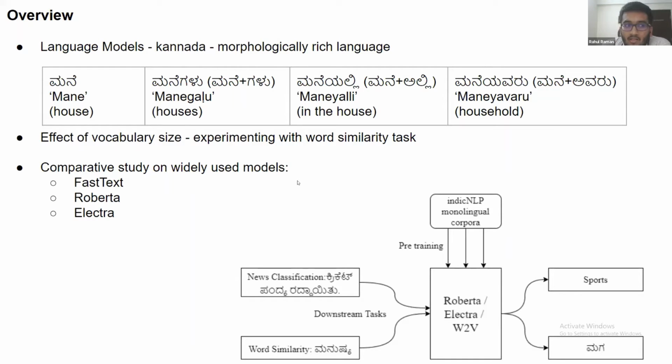So when do we say a language is morphologically rich? Given a word, you have multiple suffixes for it. Just add some suffix and you have multiple inflections of that word. For instance, if you take the word mane, which is house in Kannada, if you add galu, it becomes manegalu, if you add alli, it becomes manealli, and if you add avaru, it becomes maneavaru, which respectively stand for houses, in the house, and household.